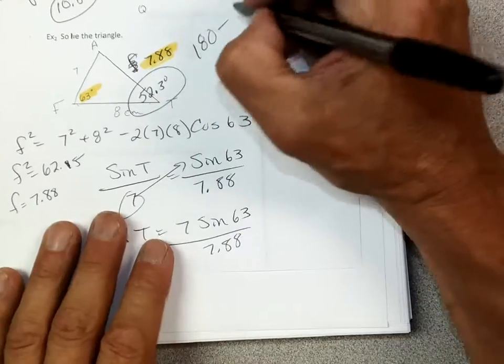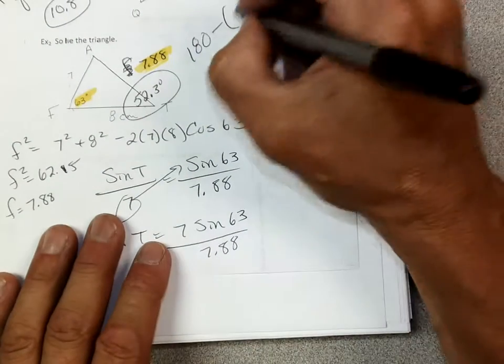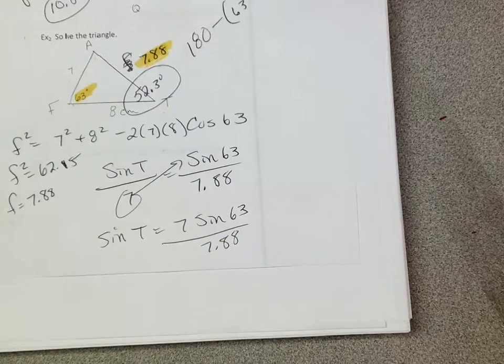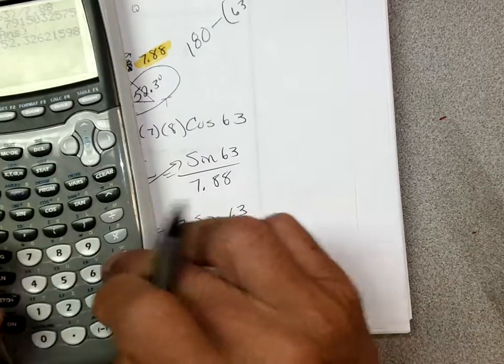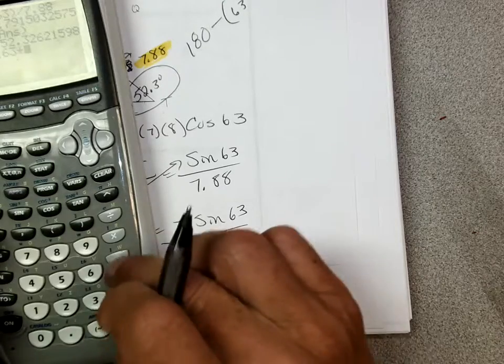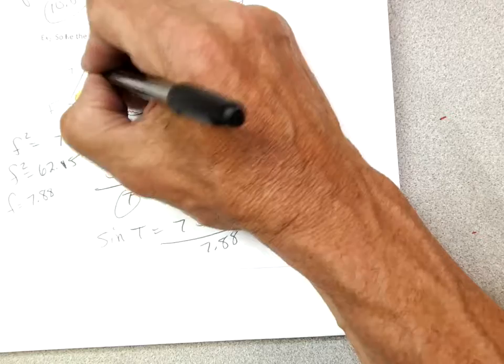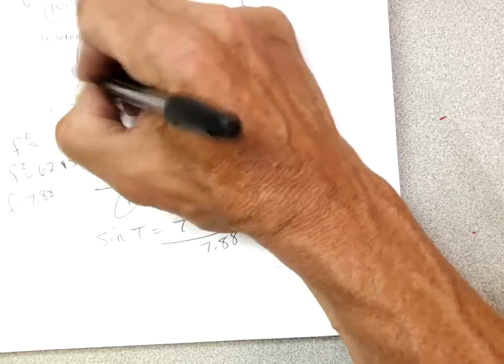Okay, Aaron says let's add them up and subtract from 180. You guys agree with that? And we're going to do 180 minus parentheses, 63 plus my 52.3. And I get an answer of about 64.7. All right?